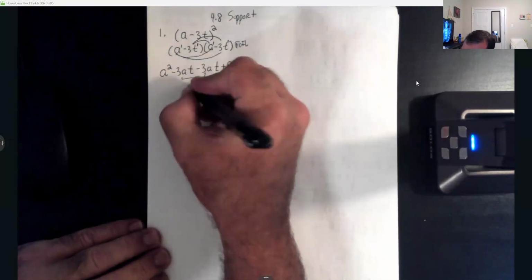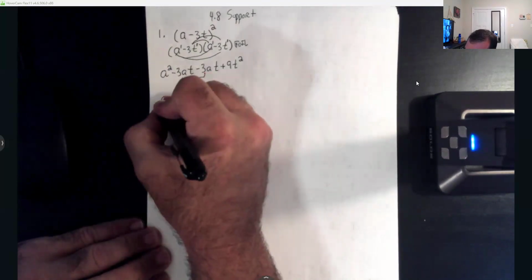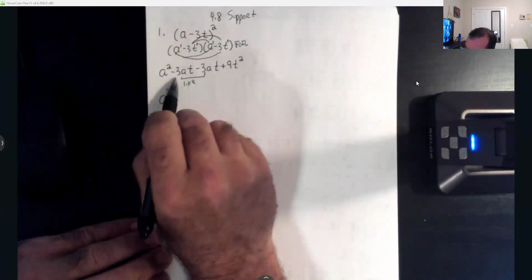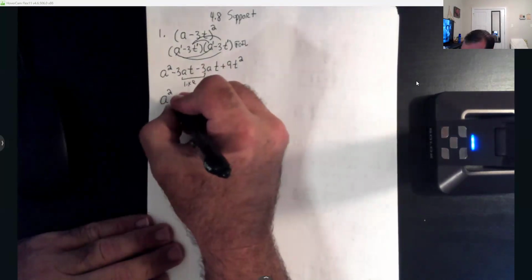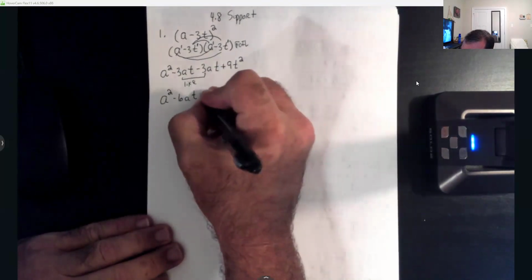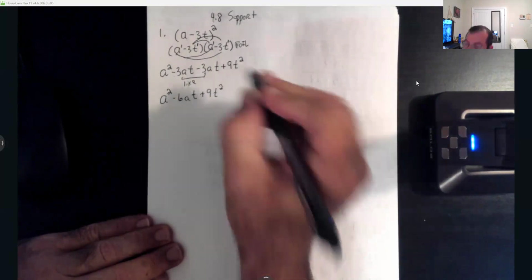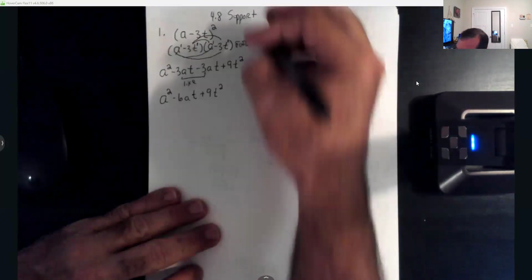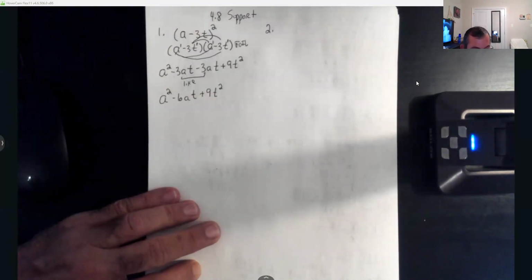All right, y'all, you got like terms in the middle. So bring down the A squared. Negative 3 and negative 3 give you negative 6AT. And then at the end is my plus 9t squared. So y'all just getting you more practice foiling, okay?